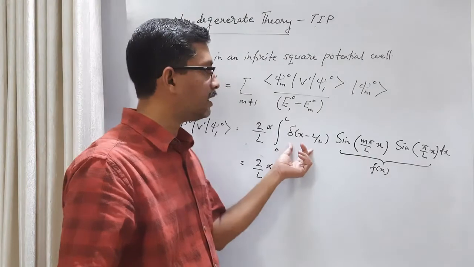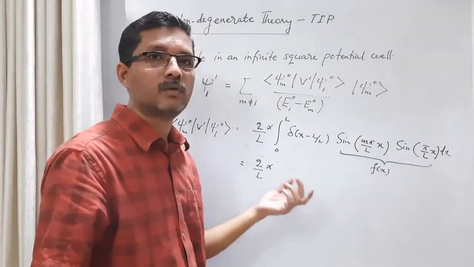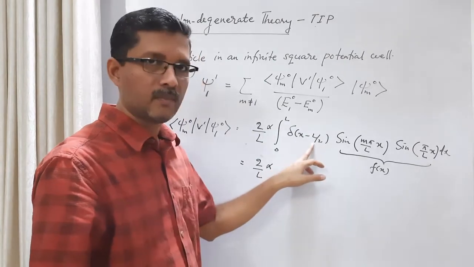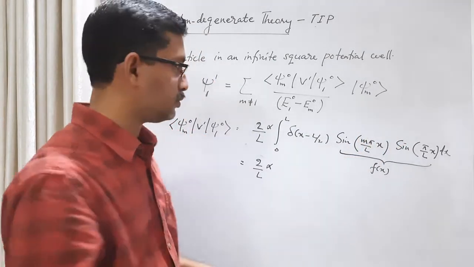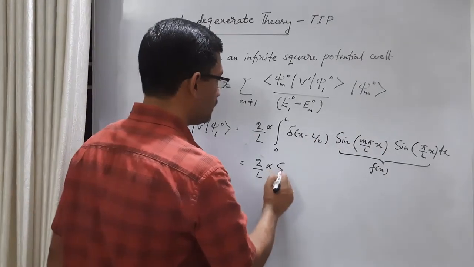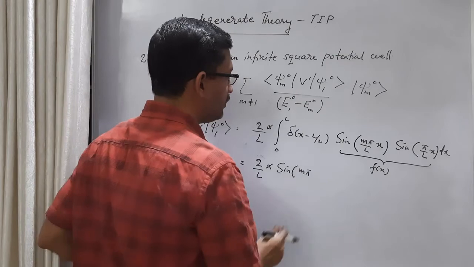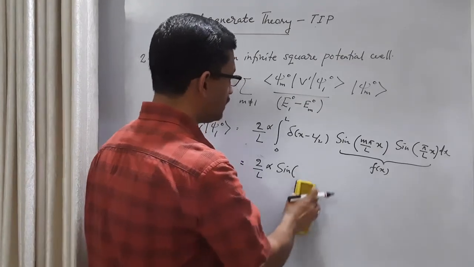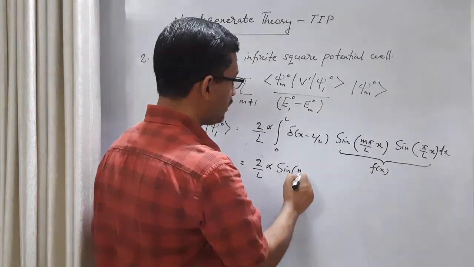So integral delta x minus a f of x dx, the result will be f of x at x equal to a. Here, in place of a, we have L by 2. So the result is this function at x equal to L by 2. What is this function at x equal to L by 2? Sin m pi by L into L by 2. So L will cancel, so m pi by 2.